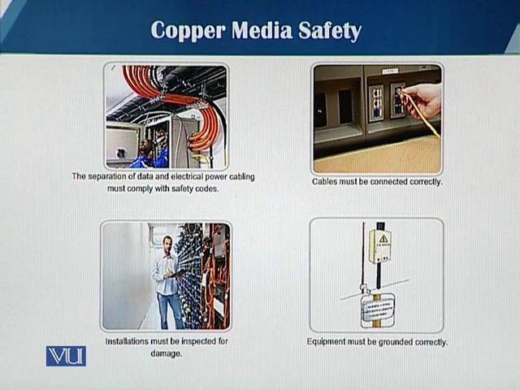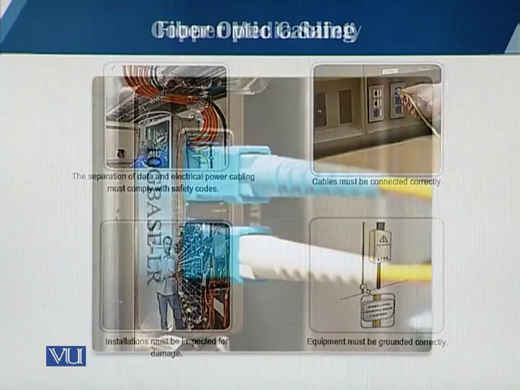Okay, and there are some safety measures when you are using copper media for communication. The first important point is that the data and the electrical power cabling should be separated to avoid any interference and also any electrical hazard. Also, the cables must be connected correctly, and installations must be inspected for damage. And also the equipment must be grounded correctly to avoid any electrical shocks.